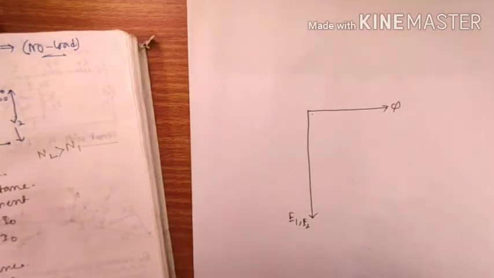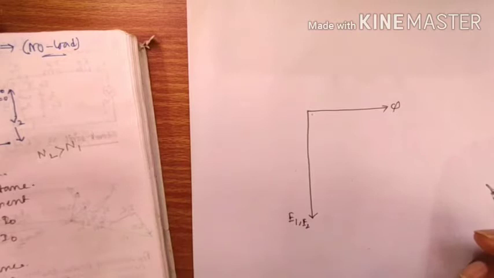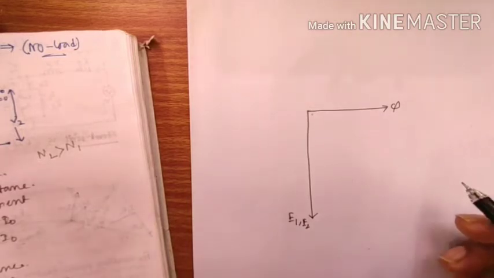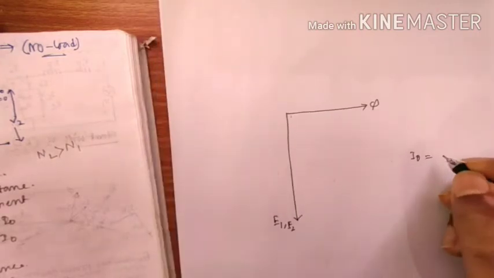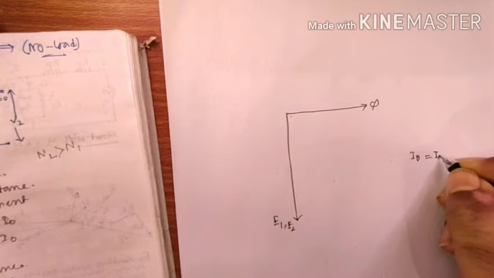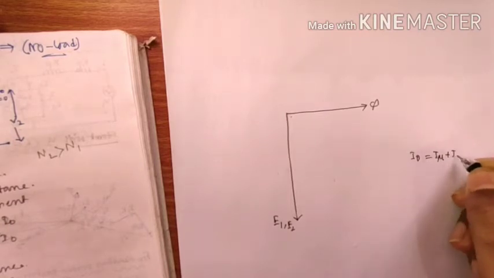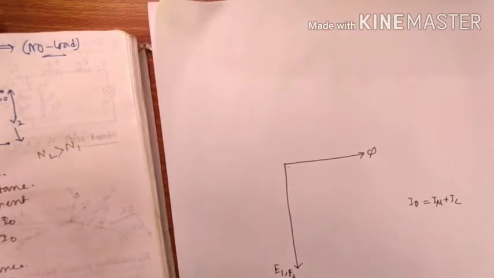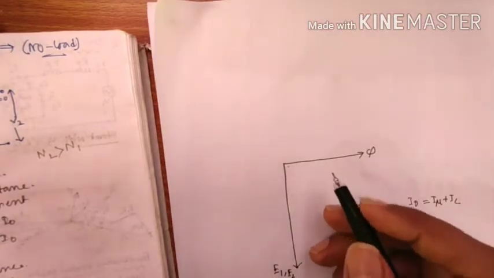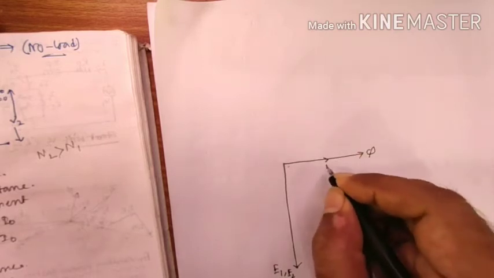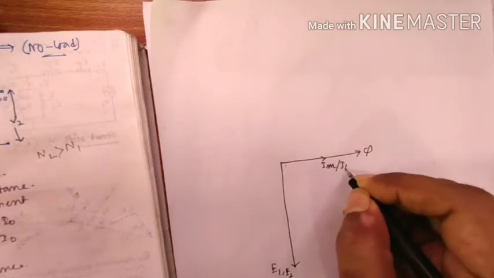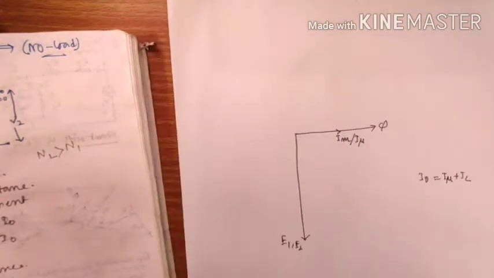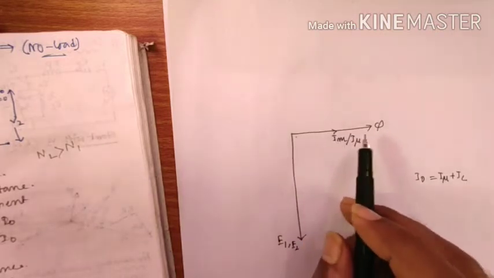Now, even if it is a no load condition, we know there is a current flowing through the primary winding, called I0, the no load current. I0 has two components: I0 is the summation of IM, the magnetizing component, plus the loss component. Due to the magnetizing component, this flux has been generated. So the magnetizing component should be here, IM, or sometimes it is represented as I mu, whatever the notation. This is the current due to which the flux has been generated.